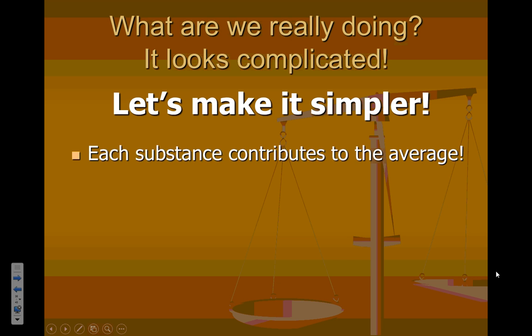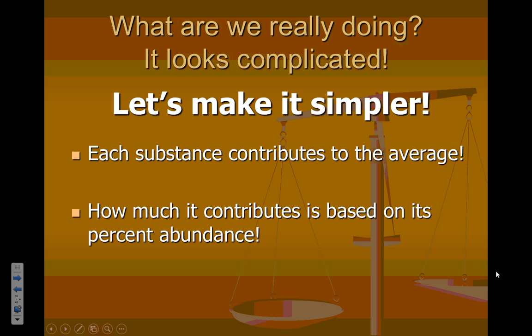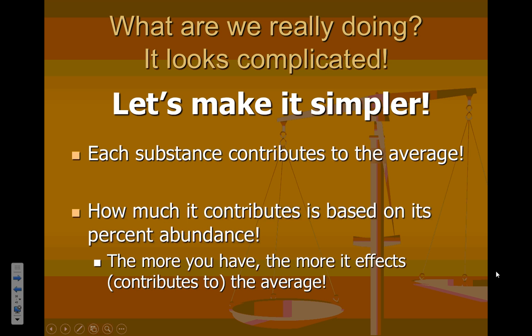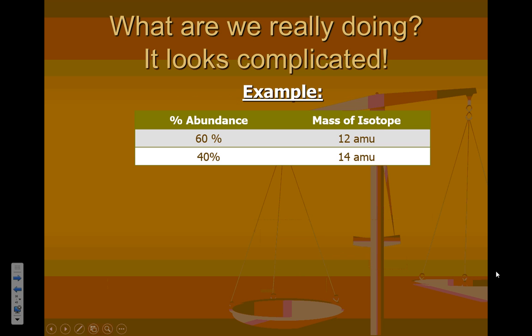Like if you have money and we calculate the average amount of money in this room, everybody is actually contributing to what the average is. What we really need to do is find out how much they contribute. How much it contributes is based upon its percent abundance. So let's keep it simple. Let's say in this room, 90% of you had $1, 10% of you had $10. Well, the people that had $1 are going to contribute more to the average because 90% of the people contributing to the average only had $1. So the more you have, the more it affects or contributes to the average.